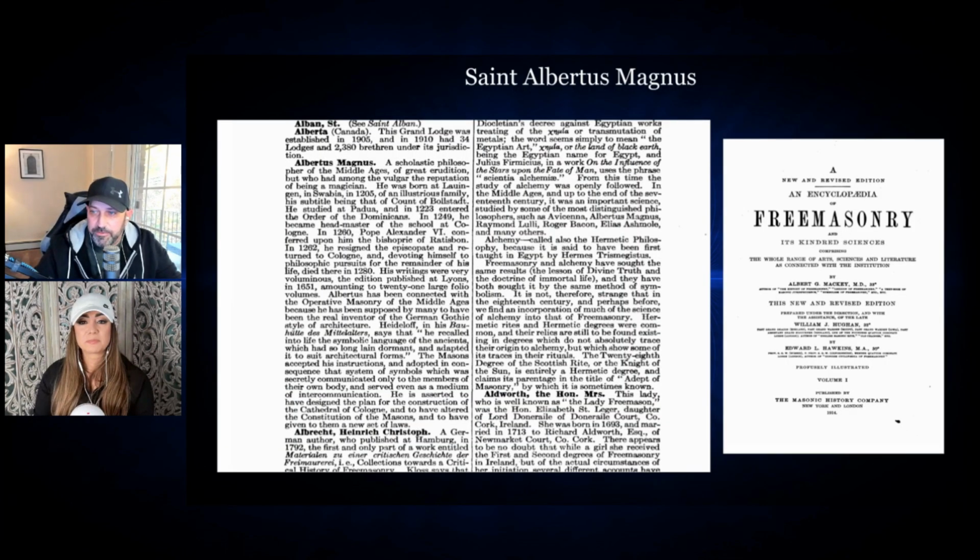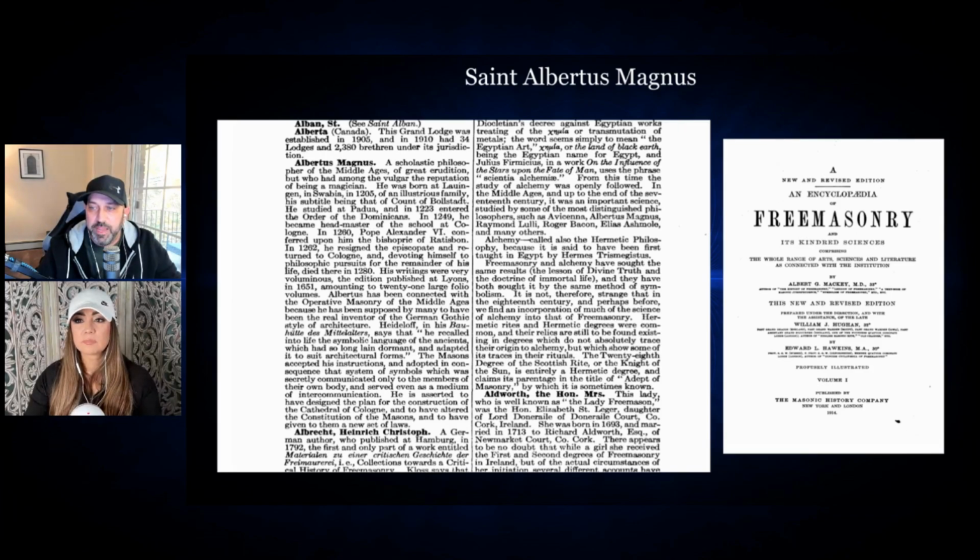Albertus Magnus, a scholastic philosopher of the Middle Ages of great erudition, but who had among the vulgar the reputation of being a magician. He was born in Lauingen in Swabia in 1205, of an illustrious family, his title being that of Count of Bollstädt. He studied at Padua and in 1223 entered the Order of the Dominicans. I'm going to skip some of them. His writings were very voluminous, the edition published at Lyons in 1651 amounting to 21 large folio volumes.